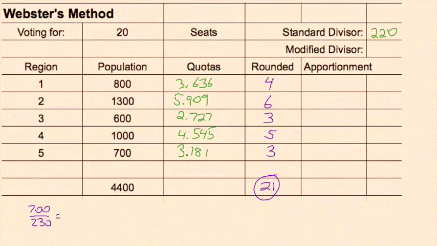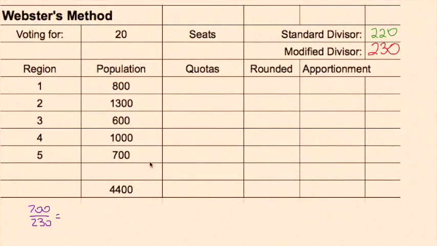So let's do this in red. So I'm going to change everything into divisors by 230. Alright, 230. So 800 divided by 230 is 3.478. 1300 divided by 230 is 5.652. And 600 divided by 230 is 2.609. And 1,000 divided by 230, sorry about my voice, 4.348. And 700 divided by 230, 3.043.